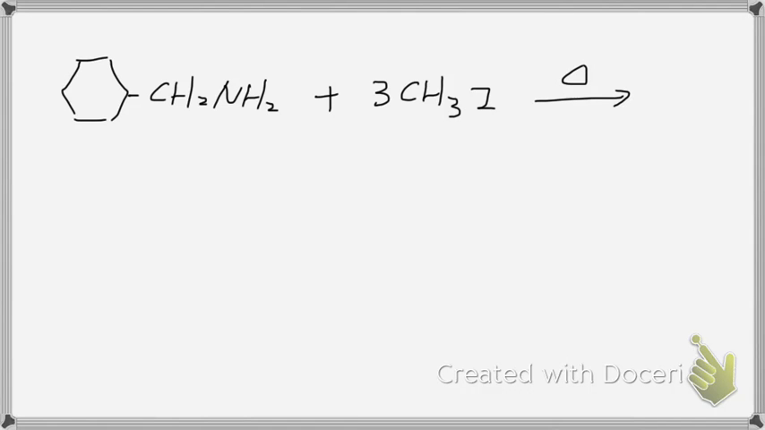So suppose we want to make a quaternary ammonium salt, and we have this primary amine reacting with 3 equivalents of methyl iodide. What will be the final product?